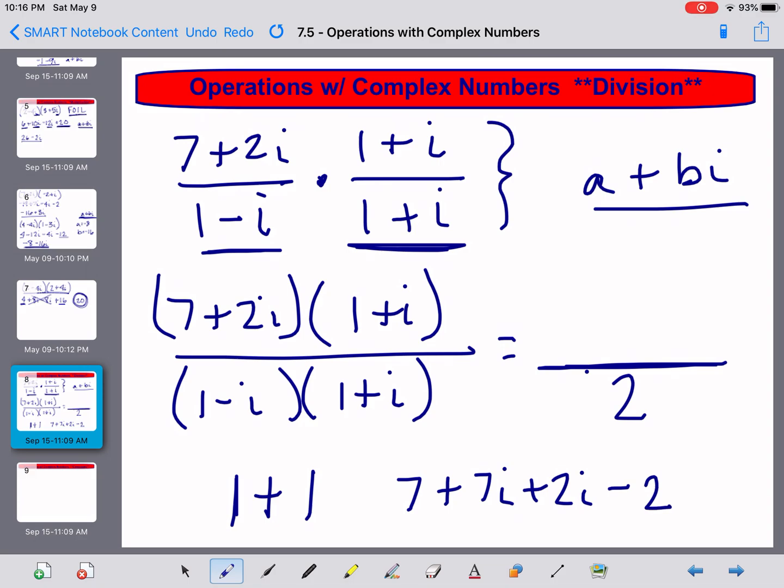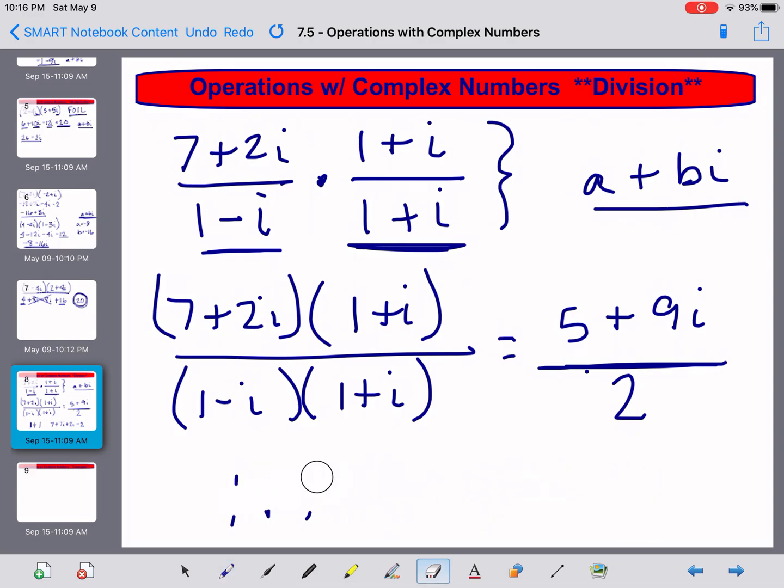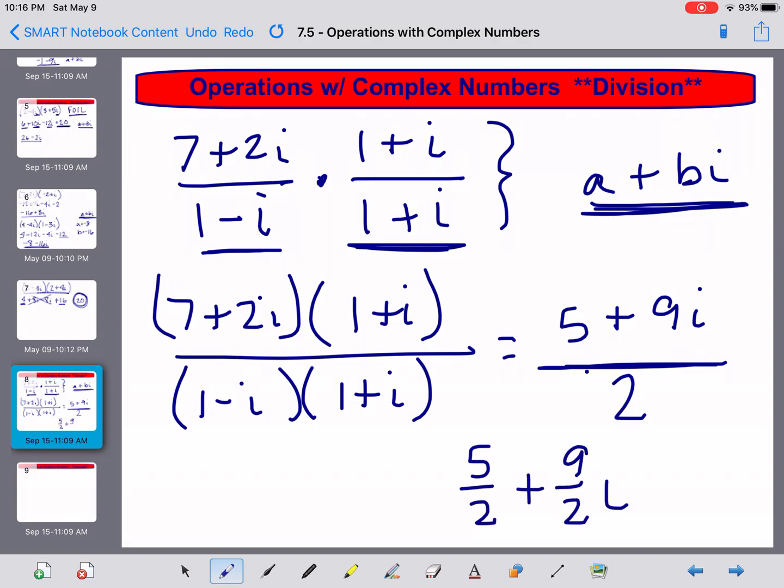Okay, now if I combine all those, that'll be 5 plus 9i. Okay, now I've ended with a simplified solution because now I'm down with a real value here. Now if I wanted to get it to this, which this actually is, I could also write this as 5 halves plus 9 halves i, and now I'm back to a plus bi. I'm back in that general form. Okay, so that's the basics for division.